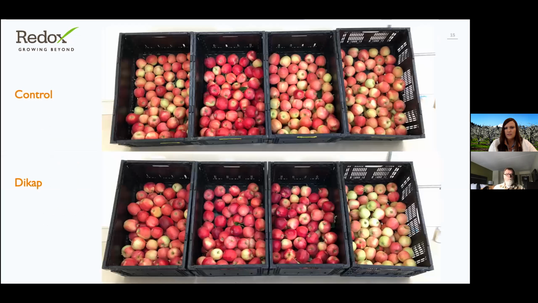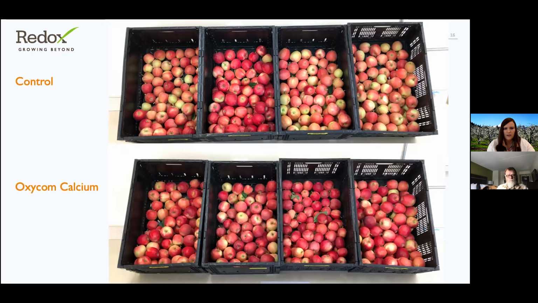But here we can see standalone, both DICAP and Oxycom increased color. There's kind of an outlier in this DICAP trial, but overall, a nice bump in both color and depth of that redness. And then here is the Oxycom.